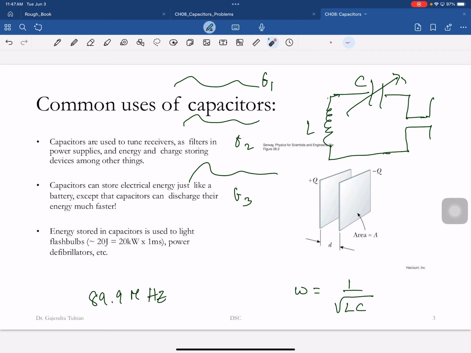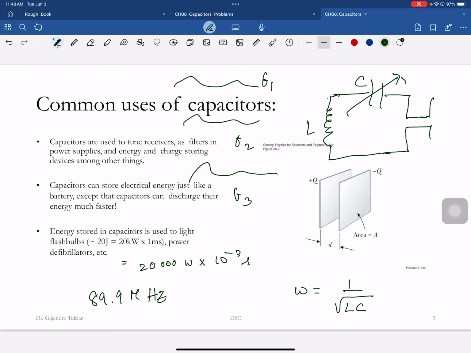So what does this do? 20 joules is 20 kilowatts for a millisecond. So 20,000 watts times 10 to the minus 3 seconds. Watts is joules per second. The 10 to the minus 3 kills the seconds, and so that's 20 joules.